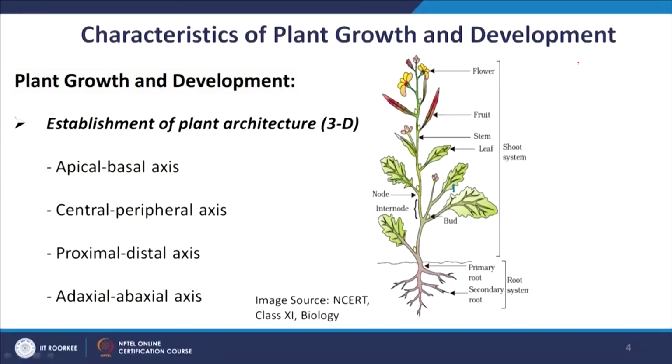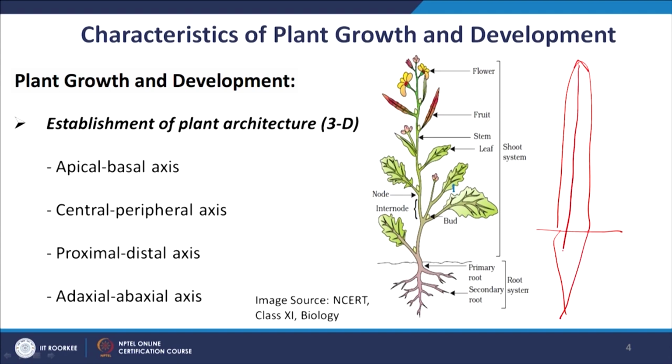So, if I draw here, consider this is a typical growing plant, this is root. So, we have a root system, we have a shoot system. The first axis where growth and development occurs is this axis, which we call the apical basal axis, and this is mostly responsible for the primary growth. This is because of the activity of root apical meristem and shoot apical meristem.